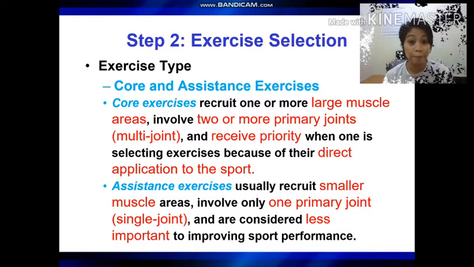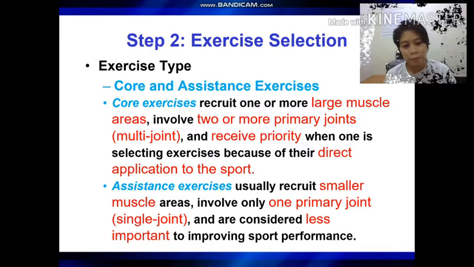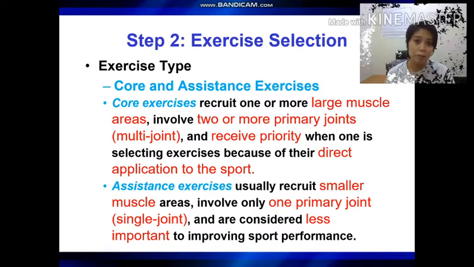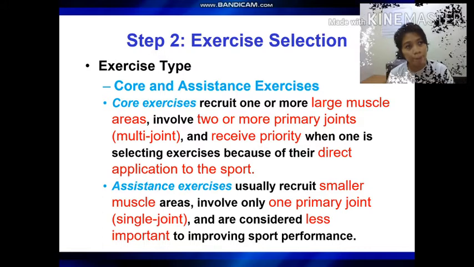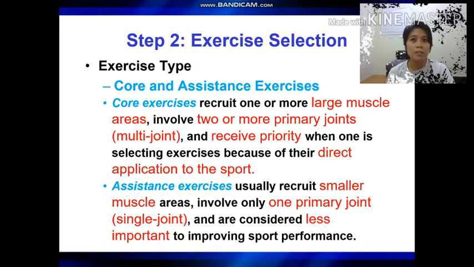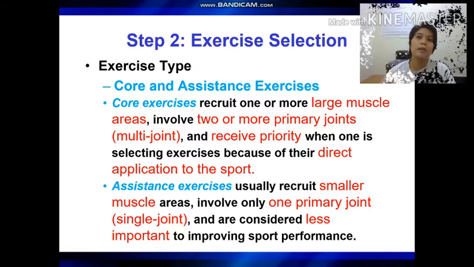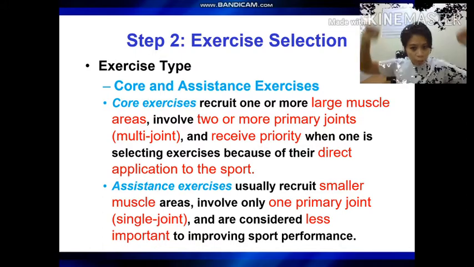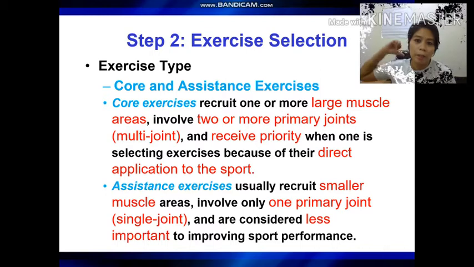performance, right? Another example we can give is the lat pull down. Lat pull down is a core exercise, still in football, because it is a large muscle group, the back muscles, and multi-joint, of course, the elbow joint and shoulder joint, pulling, and it recruits the back muscles.